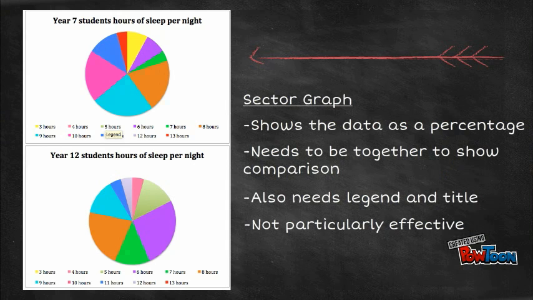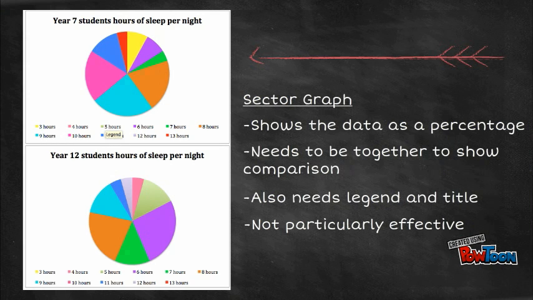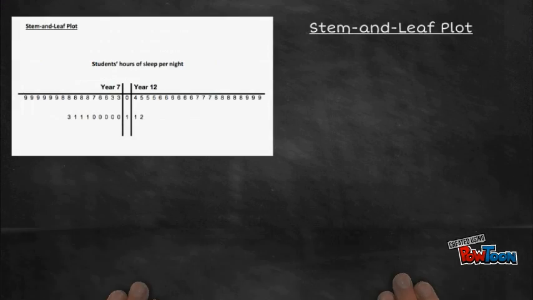This display doesn't show the data in the most effective way, as it is difficult to compare the two, particularly as some of the numbers are not on both sector graphs. For example, none of the Year 12 students had 10 hours sleep. Therefore, there is no section of the graph to compare to on the Year 7 one.